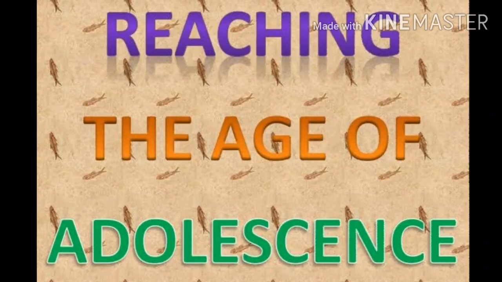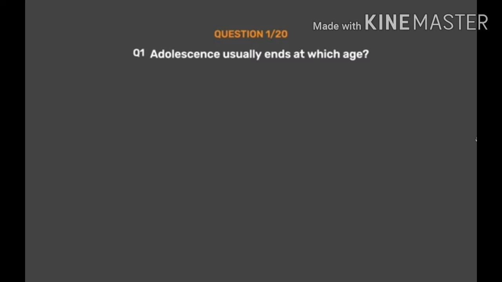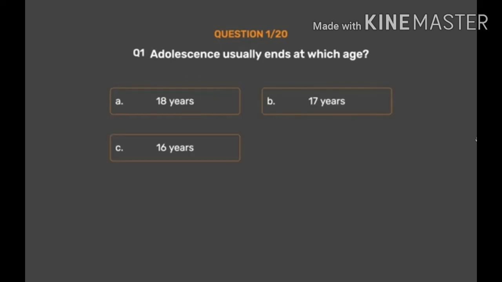Topic for today's quiz is reaching the age of adolescence. Question number 1. Adolescence usually ends at which age? Option A, 18 years. Option B, 17 years. Option C, 16 years. Option D, 15 years.